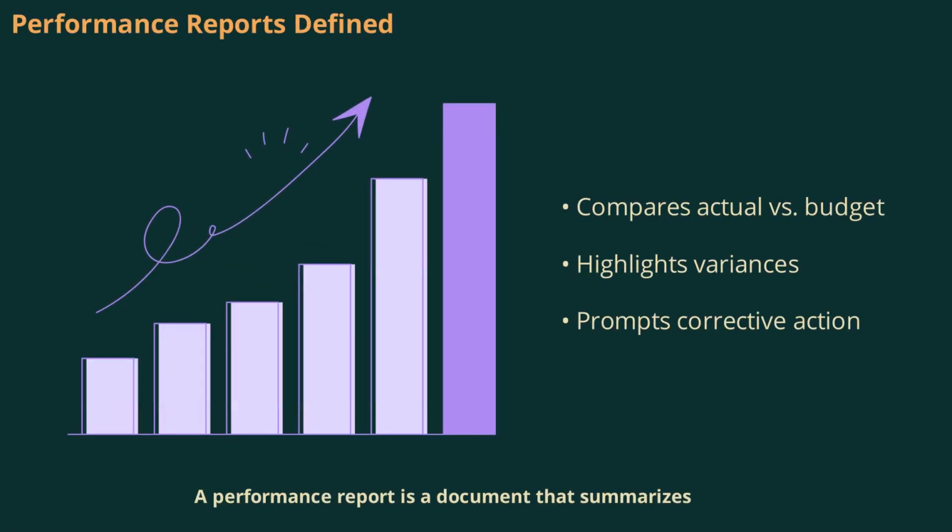A performance report is a document that summarizes the outcome of an activity or an individual's work. It typically compares actual results to budget or standards, highlighting variances. When unfavorable variances are found, the report prompts action. For example, a project manager might receive a report showing cost or time overrun, while a city council's annual report might detail the efficiency and effectiveness of public services. The baseline used for comparison is critical.